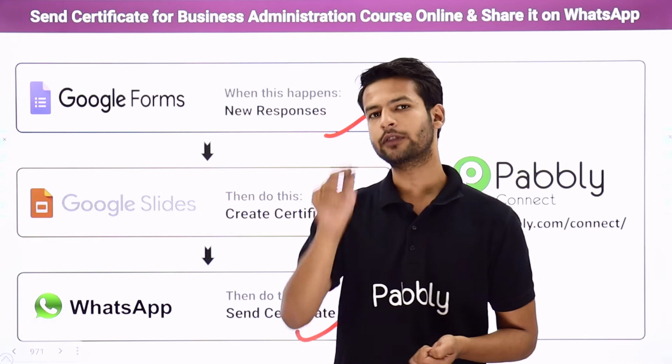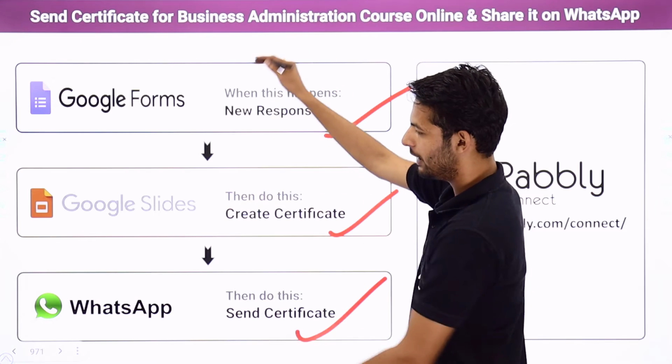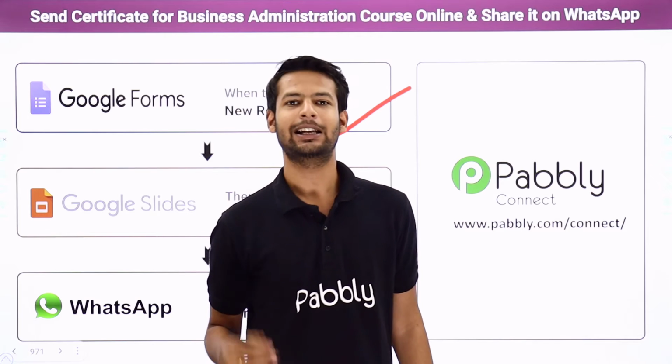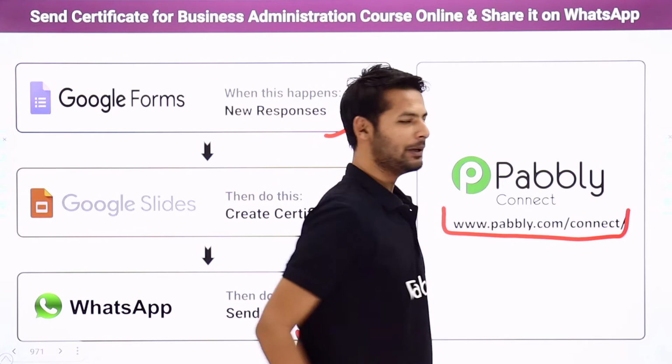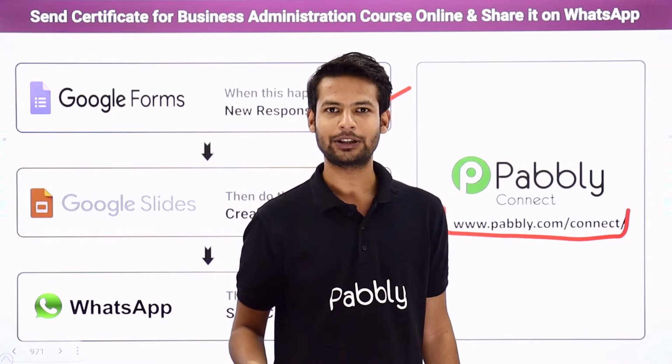But I have to face one more problem. The problem is there is no direct integration or link between these applications. So how have I performed the automation? Let me tell you. With the help of Pably Connect. Now you people will say, what is Pably Connect? So Pably Connect is an integration and automation software.